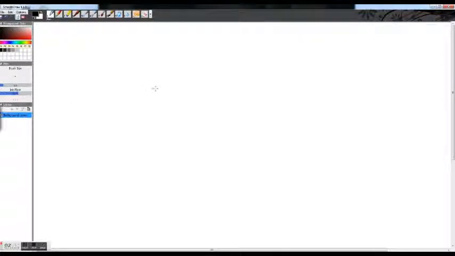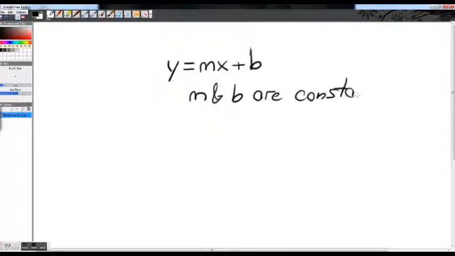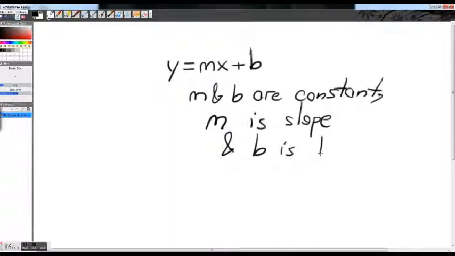So, a linear function is often written in this form, y equals mx plus b, where m and b are constants. m is the slope, or the rate of change of the function, and b is the y-intercept, or the y value at which it intercepts the y-axis.